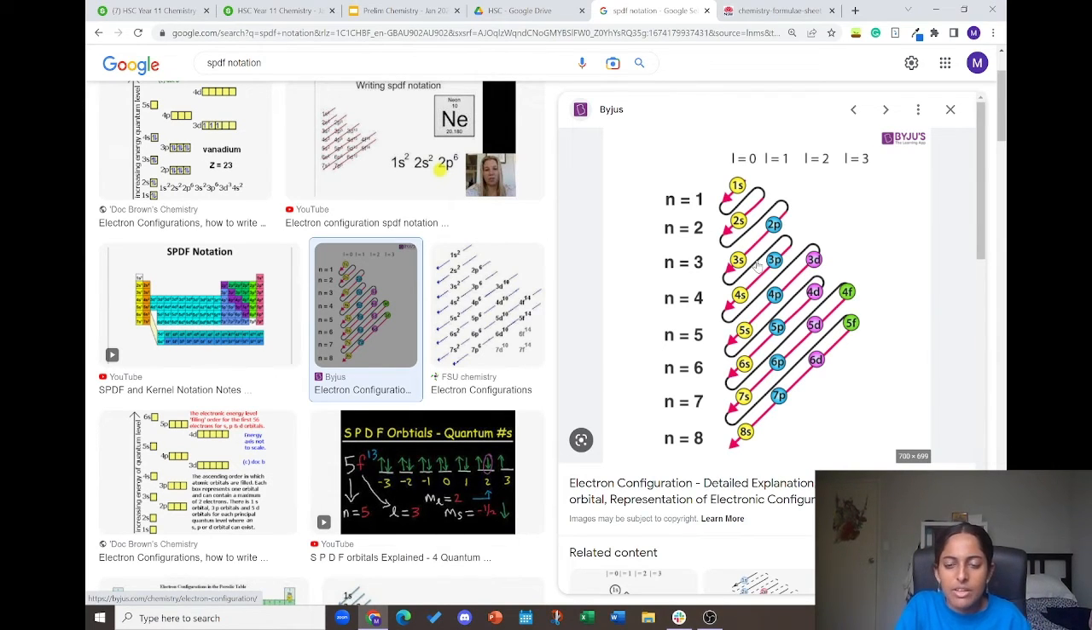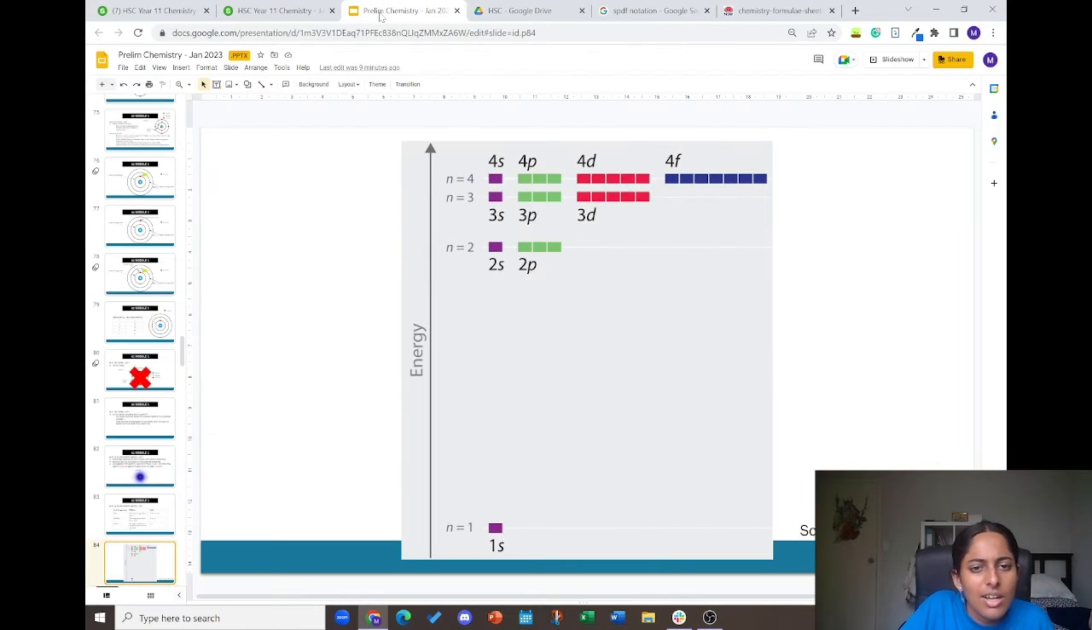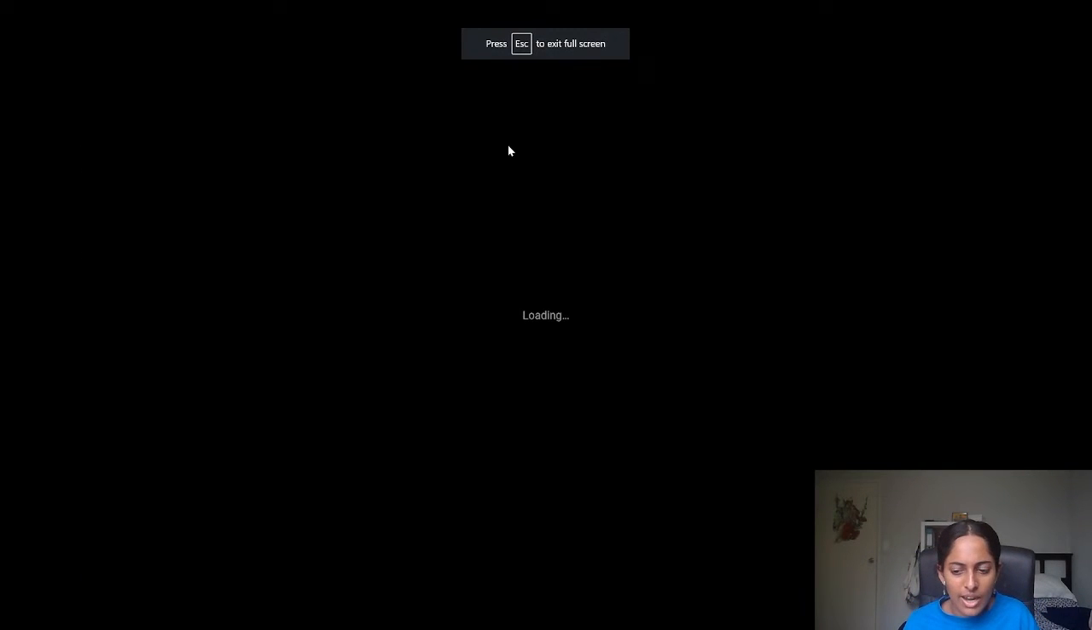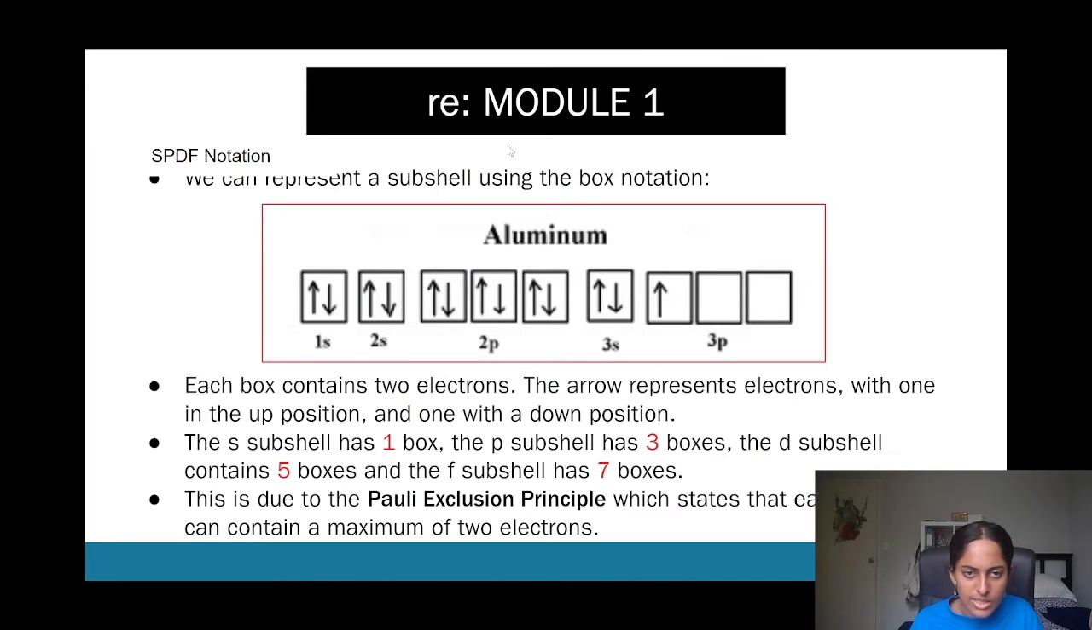And yeah, SPDF notation is also something you're going to have to do within the course. It tends to be the hardest topic for me, at least. I found it really hard throughout module one. So if you're finding this content difficult, don't worry, because I found it really hard as well. But I thought I'd rather include the difficult concepts as well. So that's how SPDF notation works.